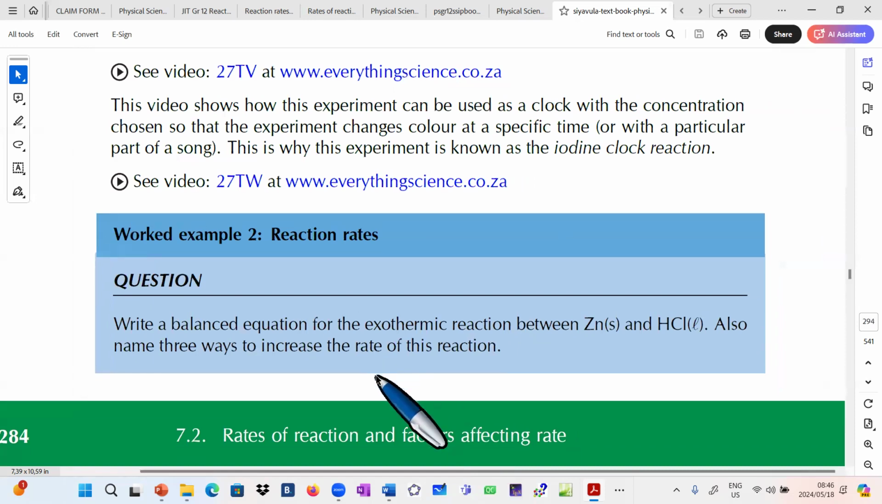Let us look at this example. Here's worked example two. We looked at the first example, where we were calculating the average reaction rate, and now we're looking at the second example.